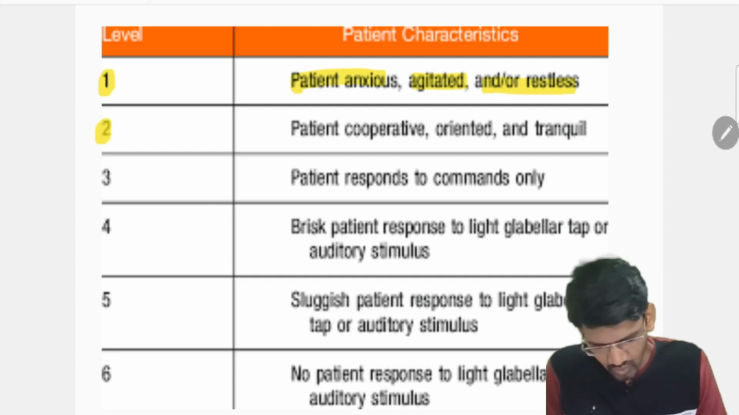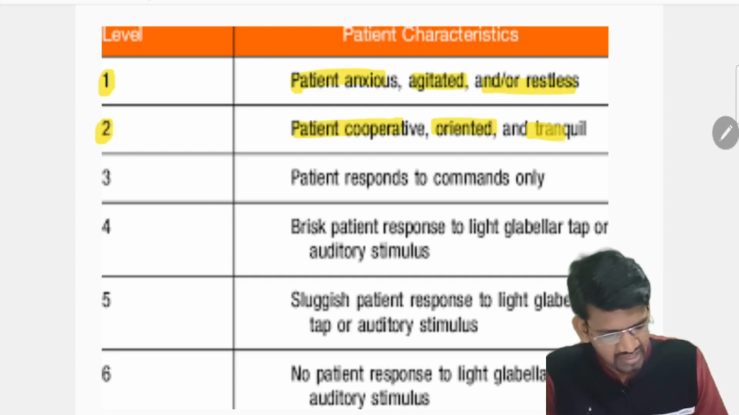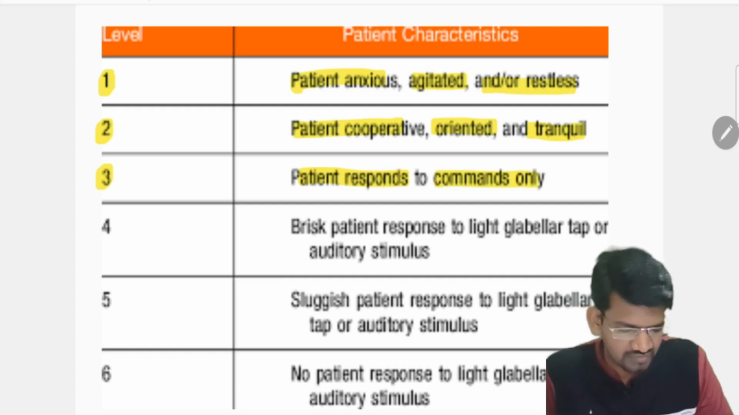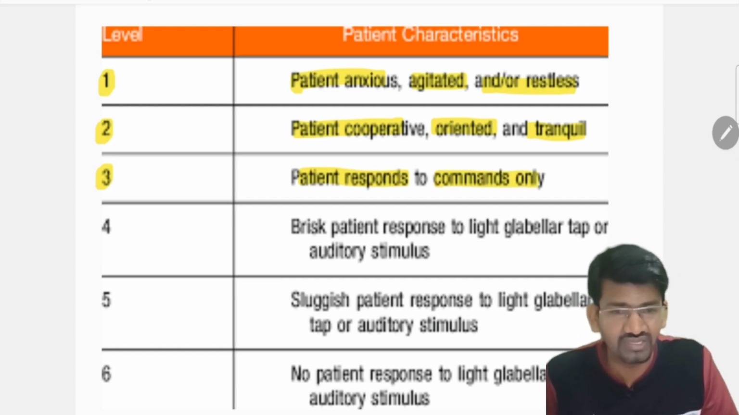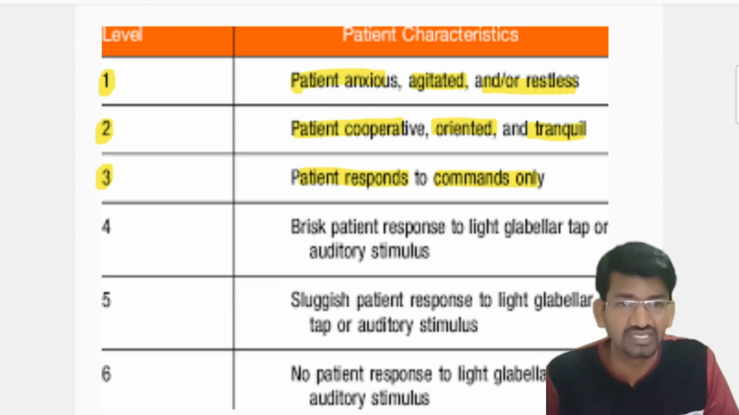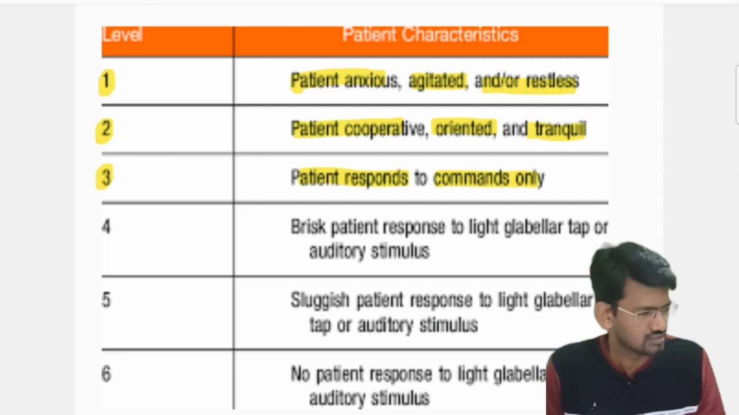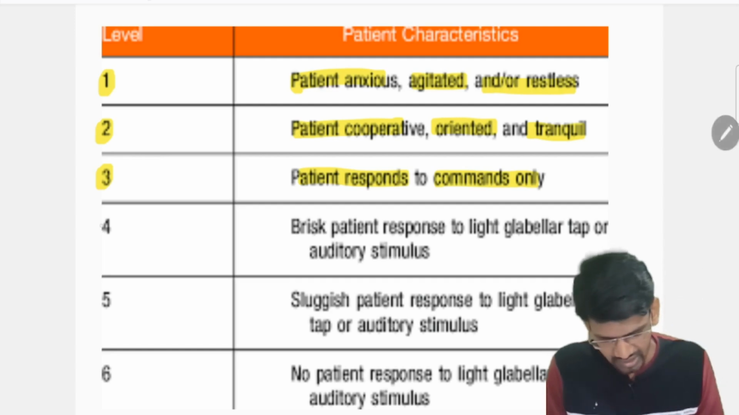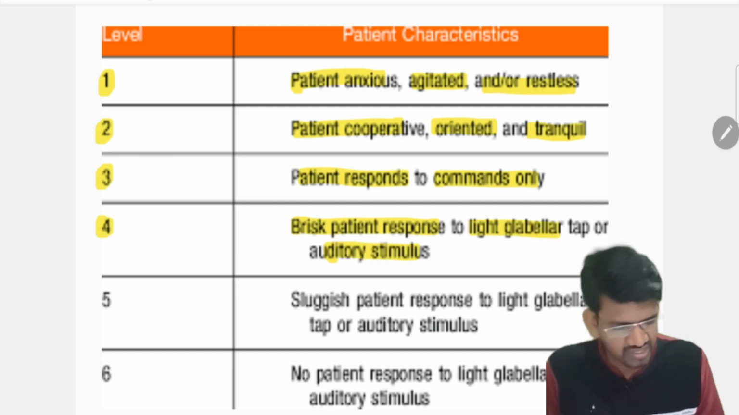Then level 2 is where the patient is cooperative, oriented, and tranquil. Level 3 is where the patient responds to commands only. When the patient responds only to commands, it is called level 3 sedation. Okay, then level 4 is brisk patient response to the light glabellar tap or auditory stimulus.